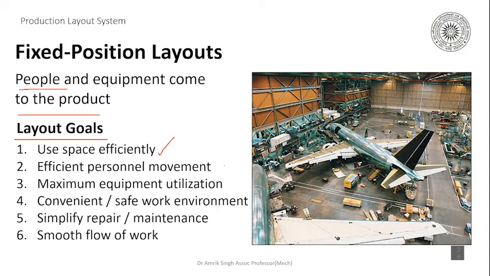efficient personnel movement, movement of the skilled people and all, maximum equipment utilization, convenient and safe working environment. You see this aircraft is being made. This shop is very big and the overhead space, you can say the extent, is very high. Convenient and safe work movement, simplify the repair and maintenance, and smooth flow of work. These are some of the characteristics or layout goals for the fixed position type of layout.